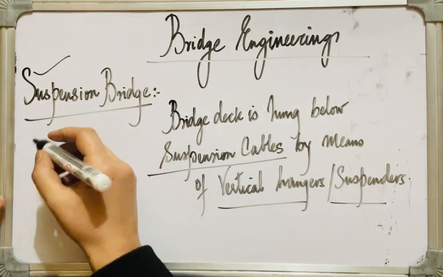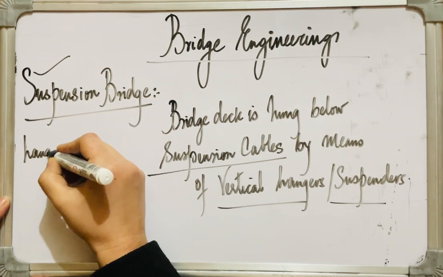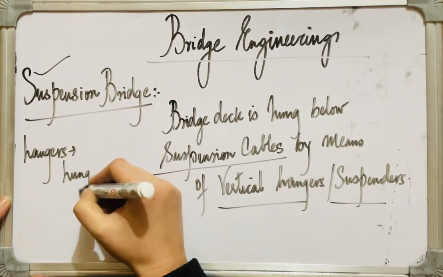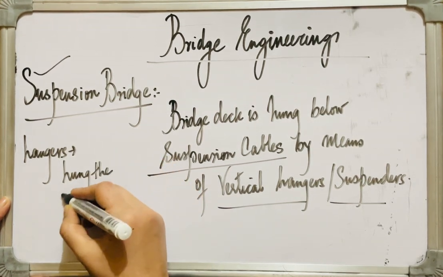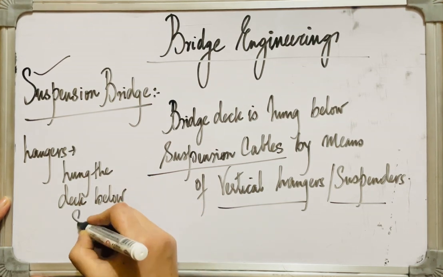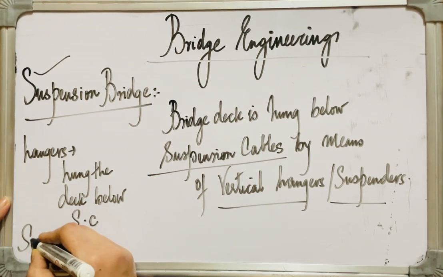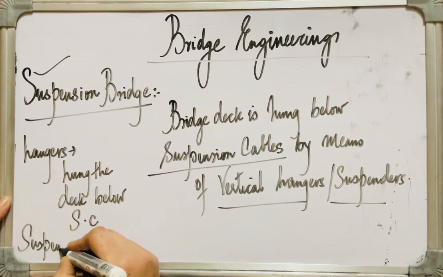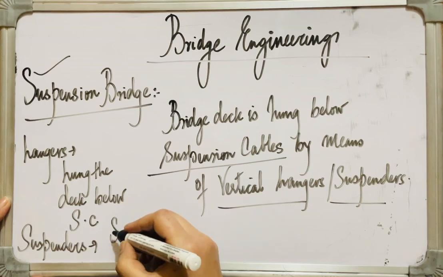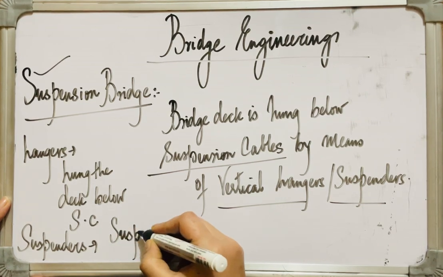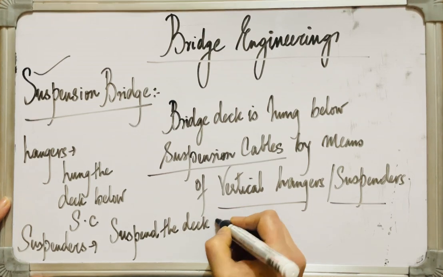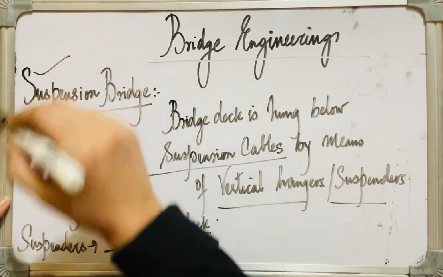a suspension bridge. That means we use hangers. That's why they're known as hangers, because they hung the deck of the bridge below the suspension cable, or suspenders because they suspend the deck. That's why it's known as a suspension bridge.